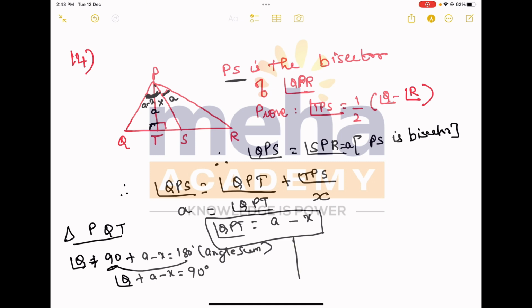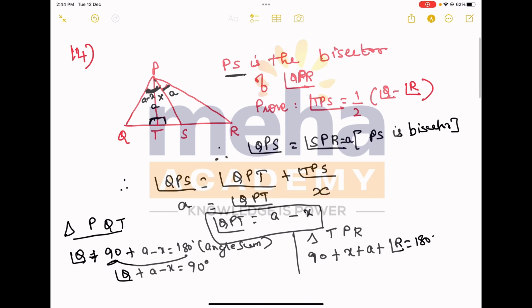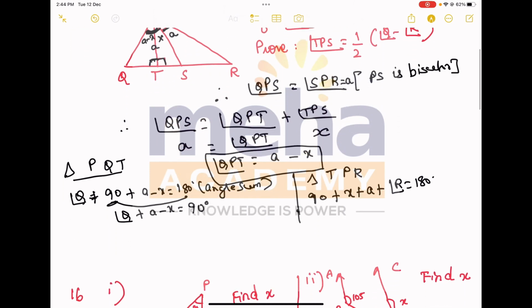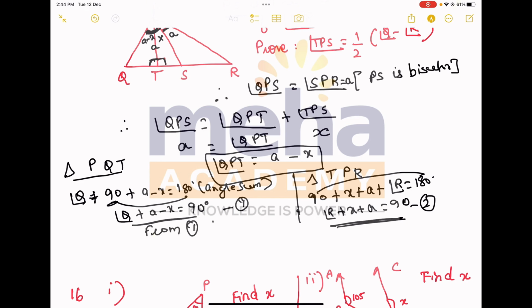Similarly, we will do it in triangle TPR. So there we know angle PTR is 90 degrees, plus angle TPR, that is X plus A, plus angle R is equal to 180, again the same angle sum property. Therefore angle R plus X plus A is equal to 180 minus 90, so 90. So now I keep this as 1, and this as 2. From 1 and 2, both are equal to 90.